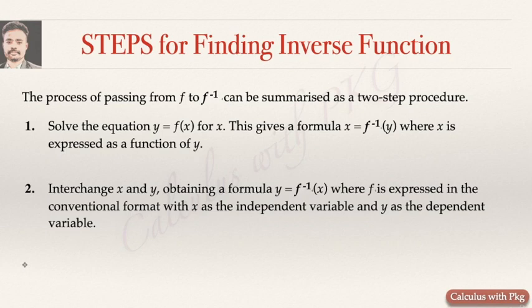Now, what are the steps for finding the inverse function? The process of passing from f to f inverse can be summarized as a two-step procedure. Step one: solve the equation y equal to f of x for x. This gives a formula x equal to f inverse of y, where x is expressed as a function of y. Step two: interchange the x and y variables, obtaining a formula y equal to f inverse of x, where f inverse is expressed in the conventional format with x as the independent variable and y as the dependent variable.